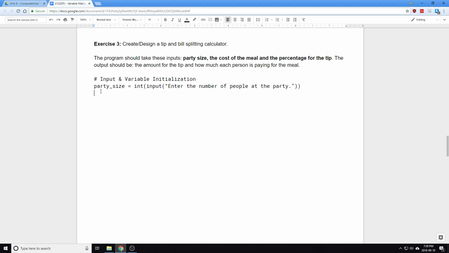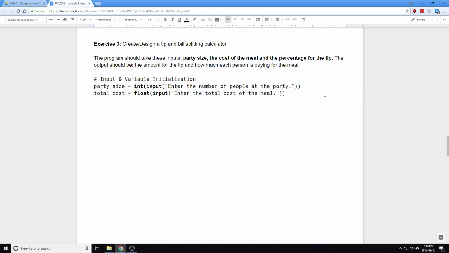Next, we're going to say total cost is equal to the float, because we can have decimal values for our cost. Input, "Enter the total cost of the meal." Bracket to end our brackets. I'm just going to bold our functions here that we have used.